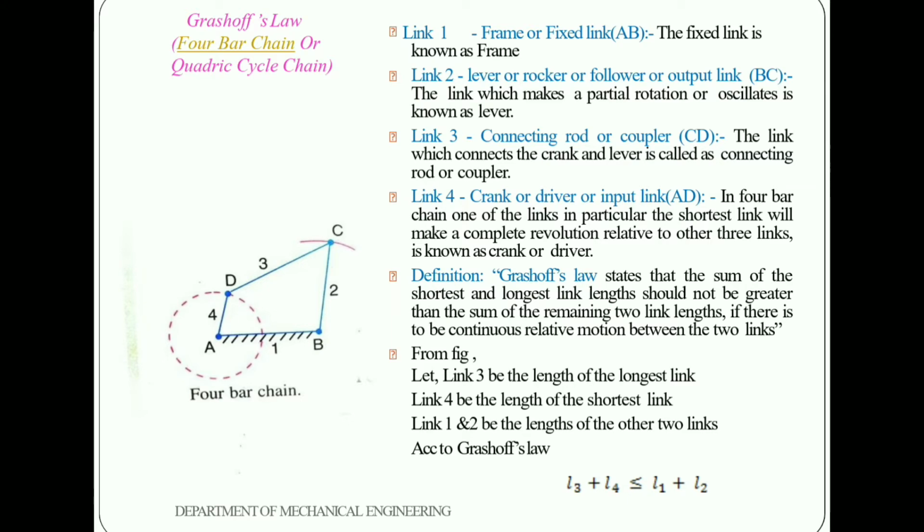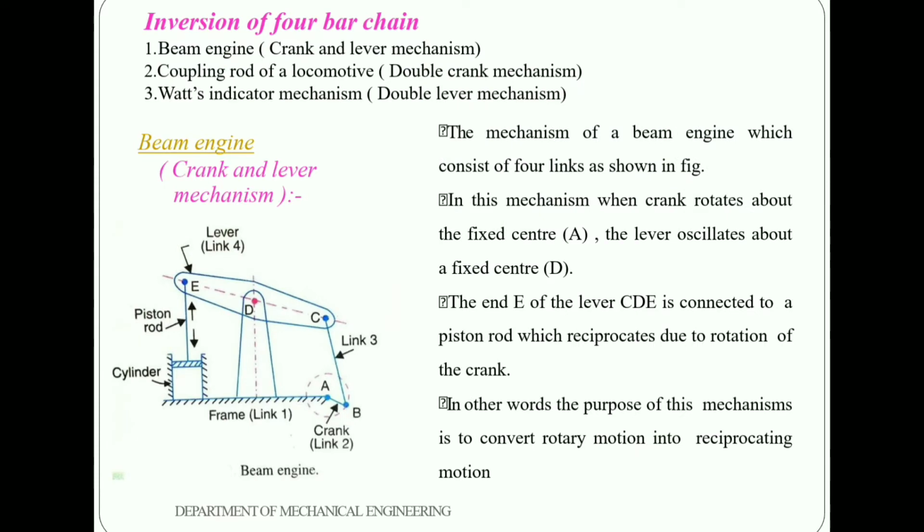Next we are going to see the inversion of the 4-bar mechanism. In that, we are going to see what the types are, and a few examples of inversion of the 4-bar chain. Here are the 3 examples: beam engine, coupling rod of a locomotive, and Watt indicator mechanism.